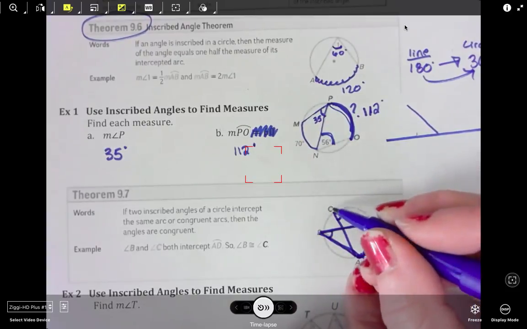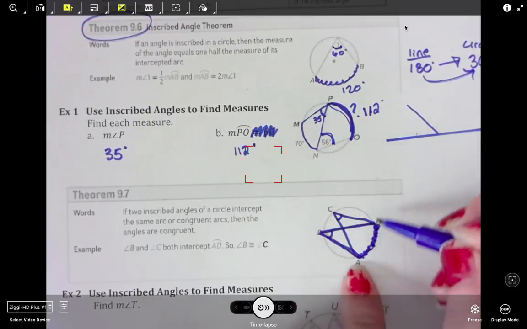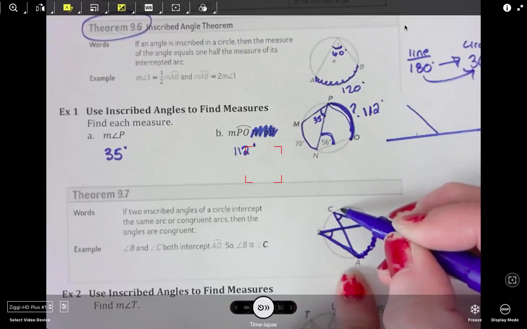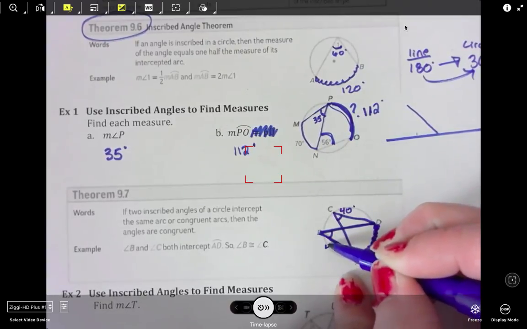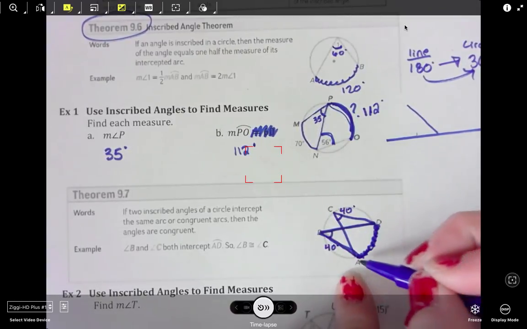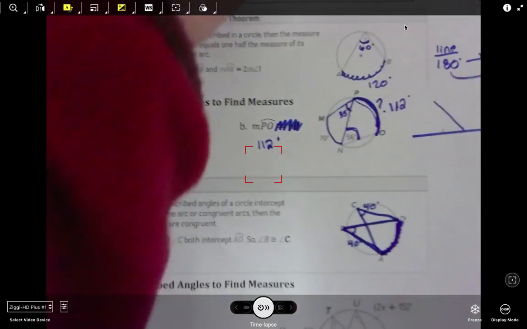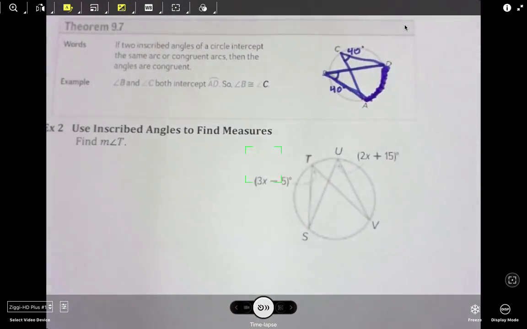So when those two angles, angle B and angle C, are opposite the same arc, those two angles will have exactly the same measure, okay? So if angle C is, let's say, 40 degrees, angle B will also be 40 degrees, okay? Because they intercept that same arc there, okay? So that leads us to this example down here.